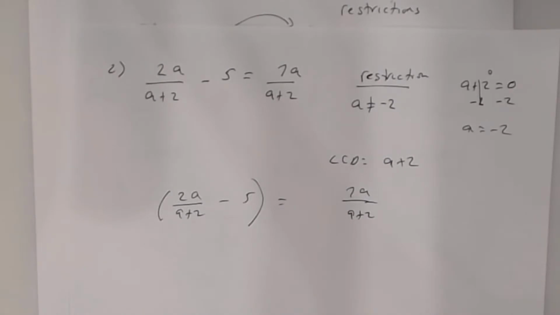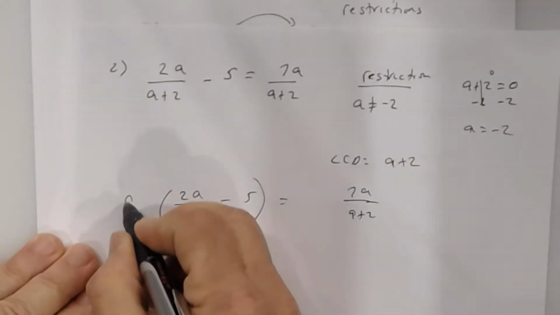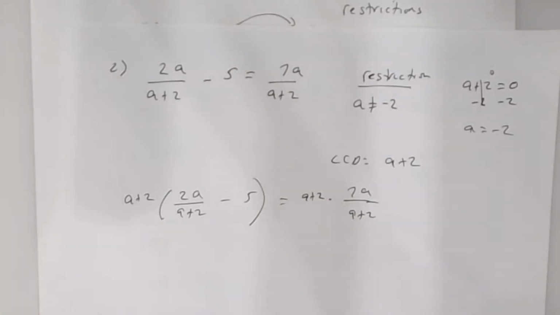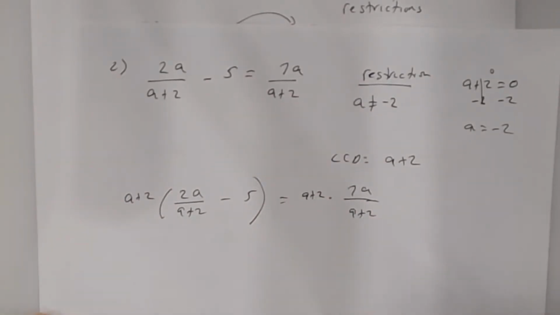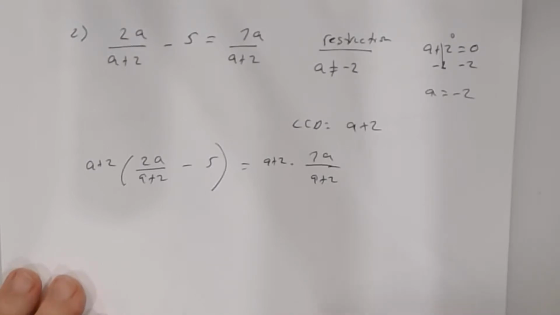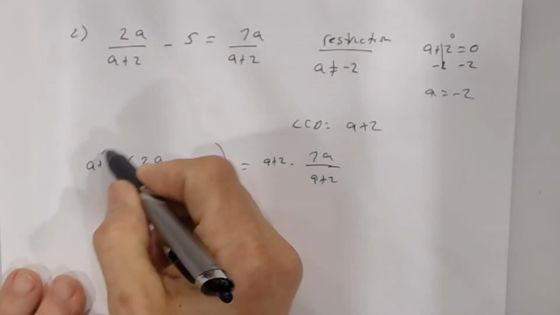But now what's the next step? Multiply both sides by the LCD. So you can say a plus 2 times a plus 2, just like this. That's where we're at. Now think about the problem we did a while ago and the problems we did yesterday. What's the next step at this point? Distributive property, get rid of the parentheses.